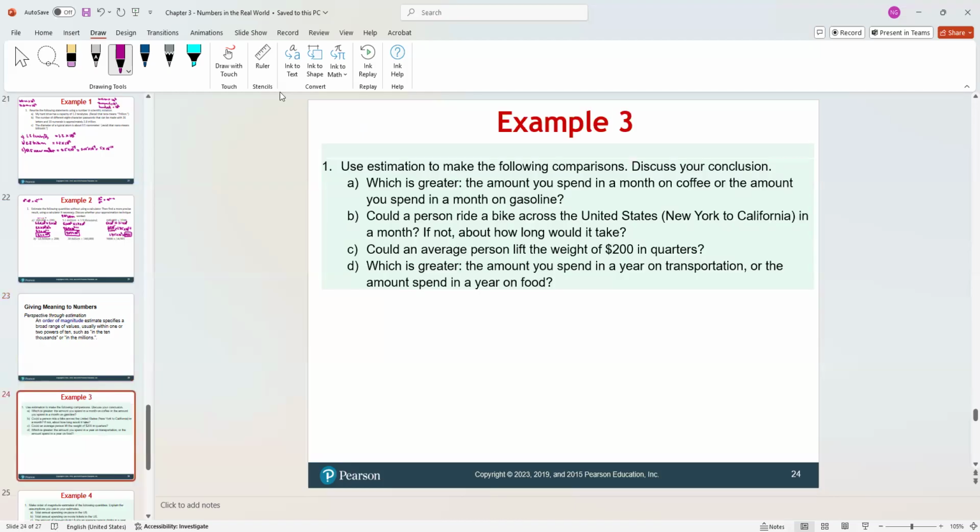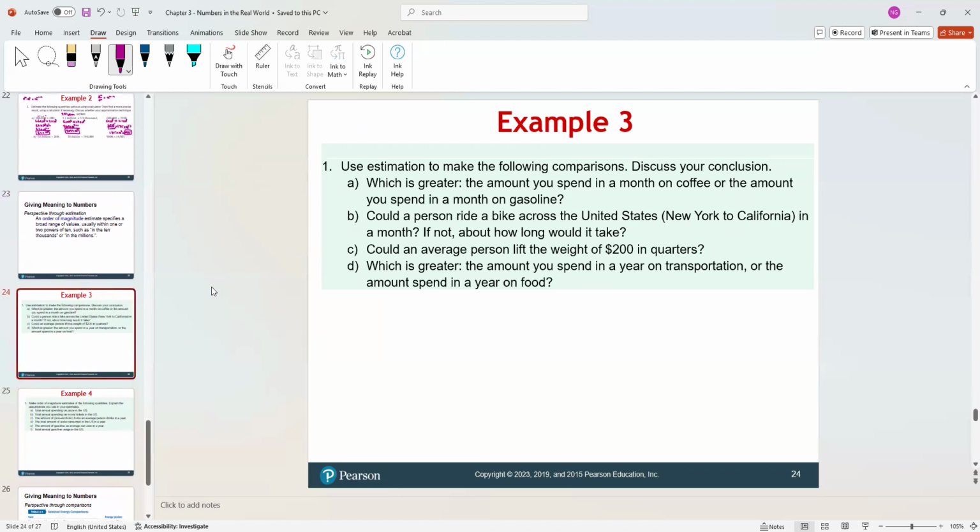We're going to review a few examples like this one, where they ask you to make an estimate comparison and discuss your conclusions. In the first one, maybe answers would vary, but let's do it. For A, which is greater, the amount you spend in a month on coffee or the amount you spend in a month on gasoline? So this one may vary.